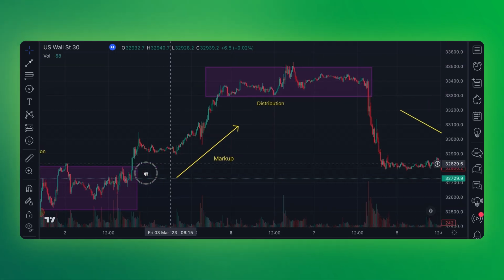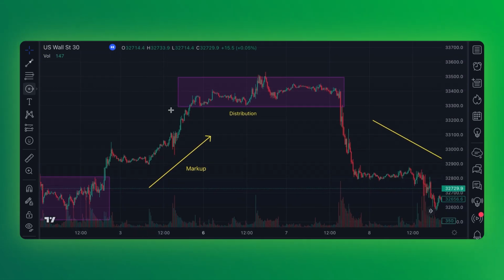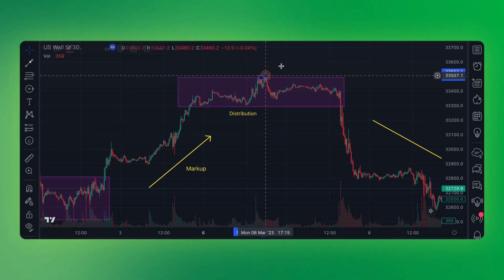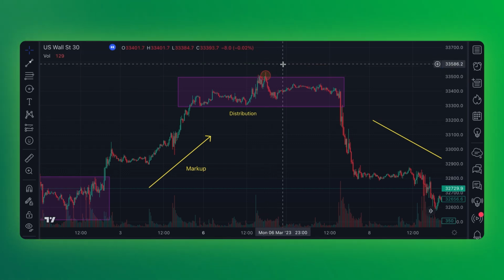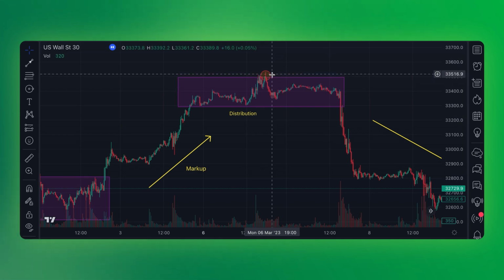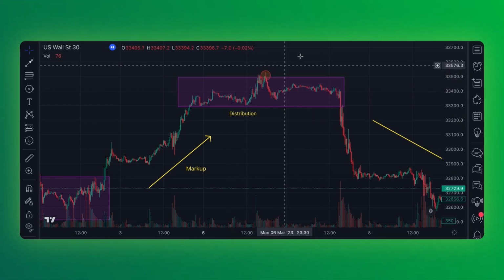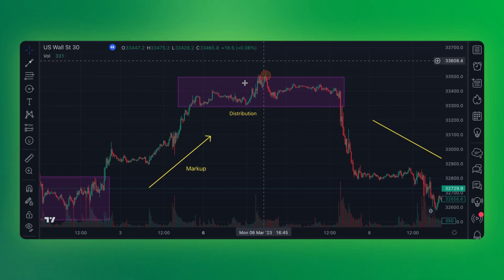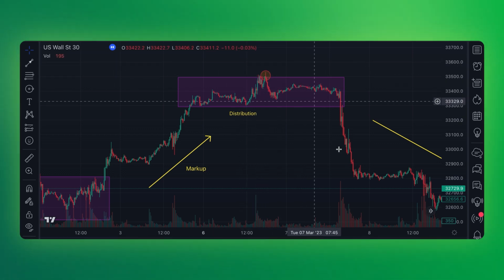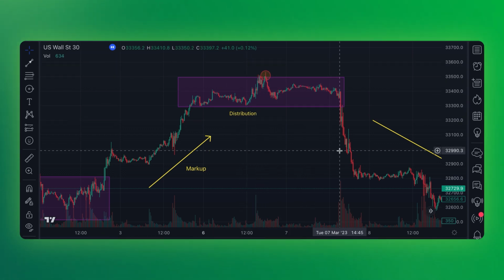And we also have the UTAD, or the upthrust after distribution right here, which pretty much acts like the spring, but it traps long traders that think that after this consolidation range is broken, price would continue to go up before the market manipulator pushes price action in the opposite direction. So this is a very basic, very simple way of looking at the Wyckoff theory.